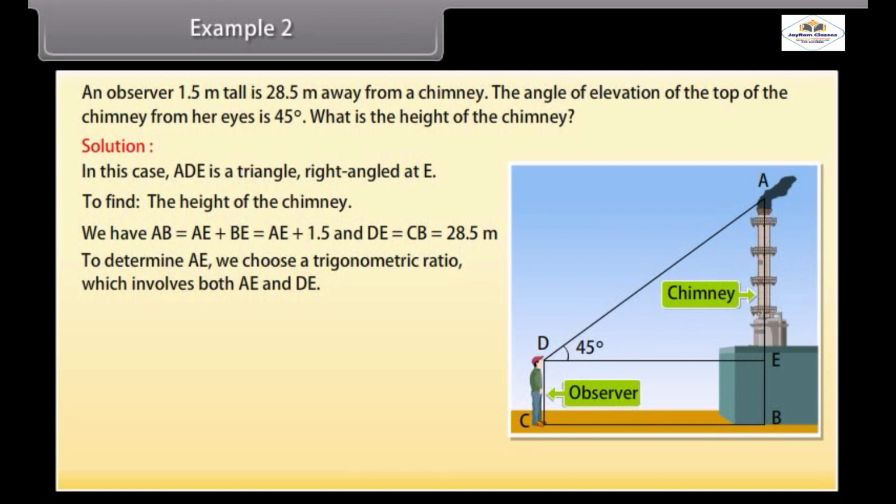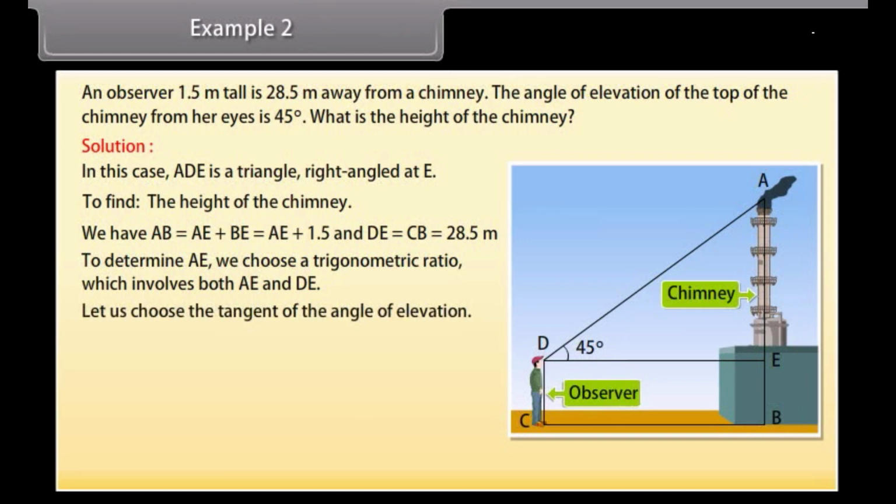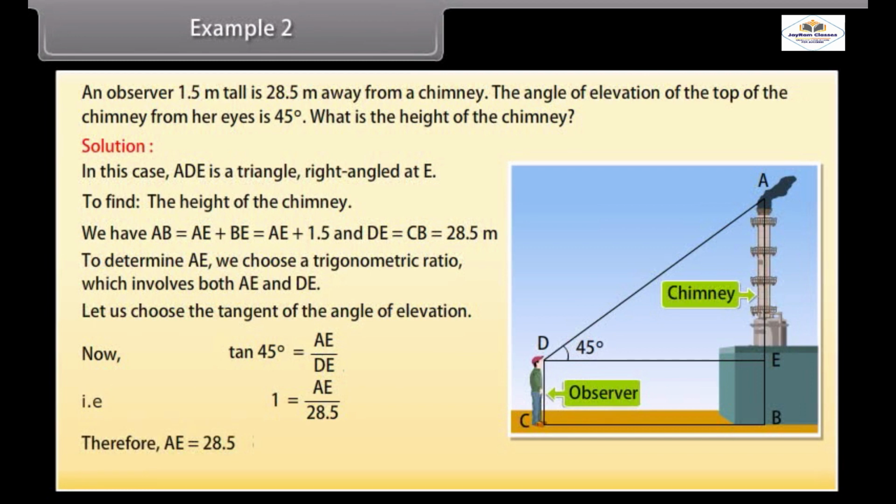To determine AE, we choose a trigonometric ratio which involves both AE and DE. Let us choose the tangent of the angle of elevation. Now tan 45 degrees equals to AE upon DE, that is, 1 is equal to AE upon 28.5. Therefore, AE is equal to 28.5. So the height of the chimney AB is equal to 28.5 plus 1.5 meter, which equals 30 meter.